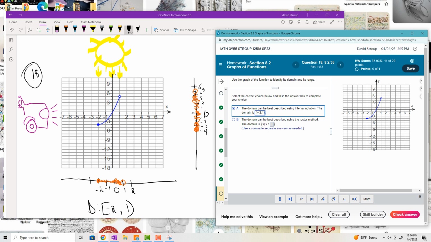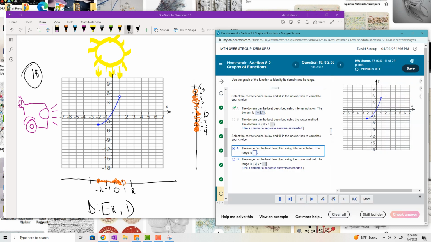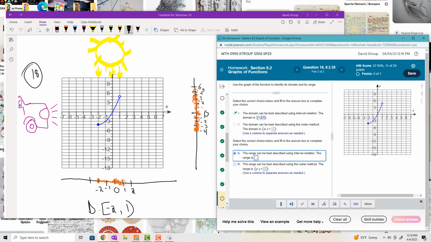And sometimes you need a different way of describing the domain. If it's not a solid interval of numbers, sometimes it's a bunch of points, a bunch of numbers. Okay, we'll see that later. But this time you could do both in interval notation. Okay, so the interval -4 to 5, close bracket, -4 to 5, open parentheses.